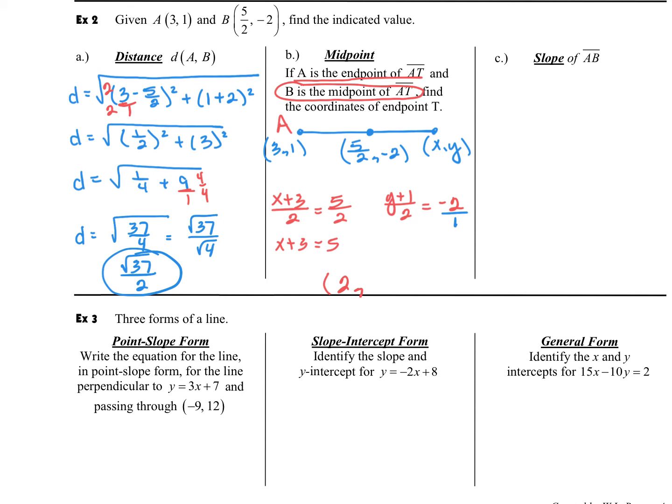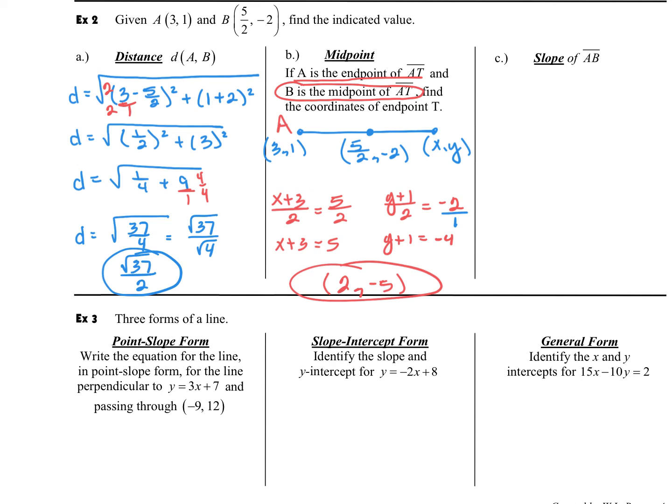When I cross multiply this, I am going to end up with y plus 1 equals -4. So my y coordinate that I need is -5. Okay? And if you find the midpoint using these two ordered pairs, you should get right back to that.